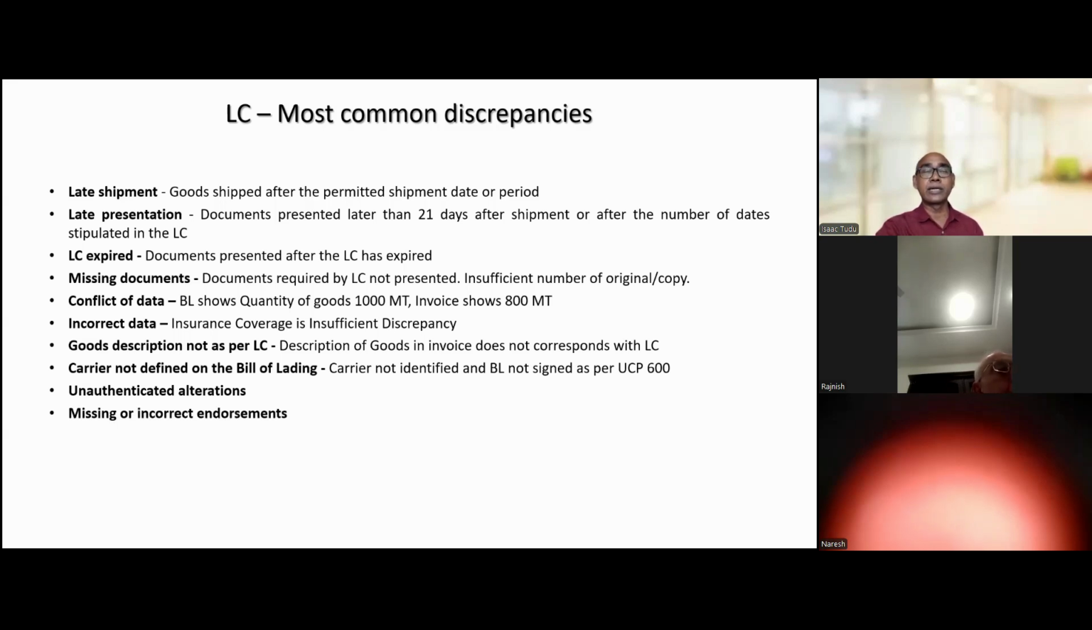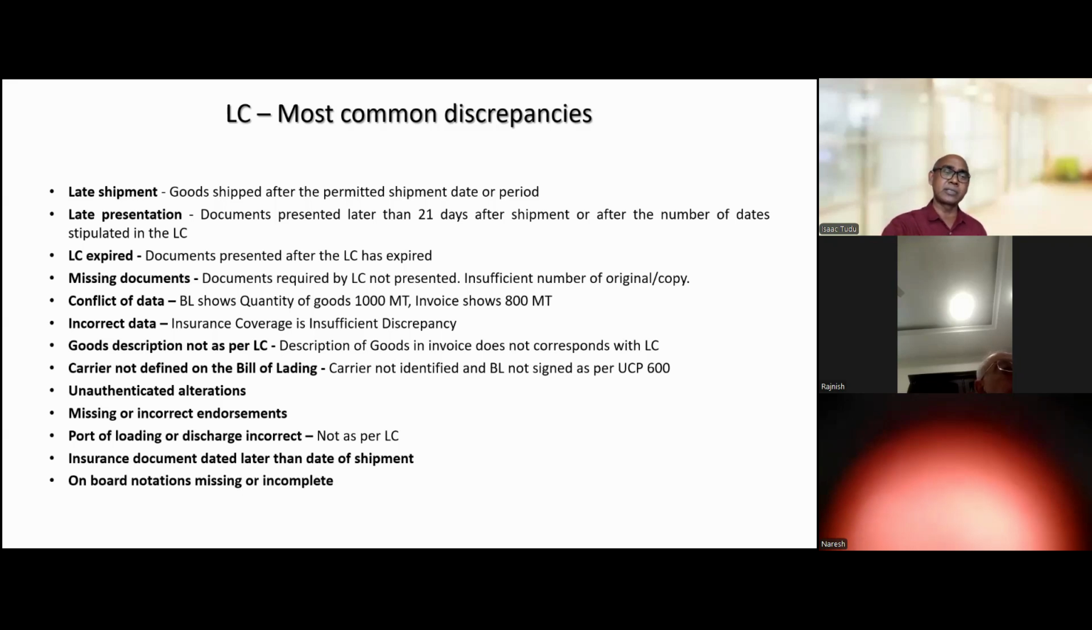Missing or incorrect endorsement. Endorsement needs to be there, but did not happen. Port of loading. It says Port Nhava Sheva going to Durban port, but instead of Port Nhava Sheva, Kandla port is mentioned. Discrepancies. Okay. Insurance document dated later than the date of shipment. So the date of shipment is 15 June, the insurance document is 17 June. Discrepancies, unless cover is effective at least from the date of shipment. So these are very common discrepancies, right?